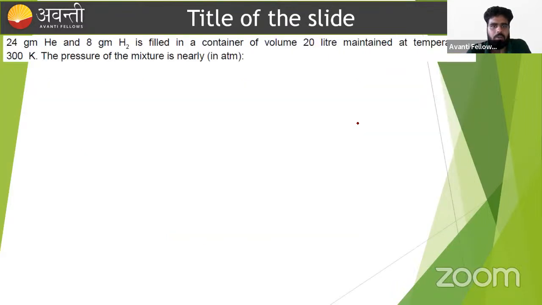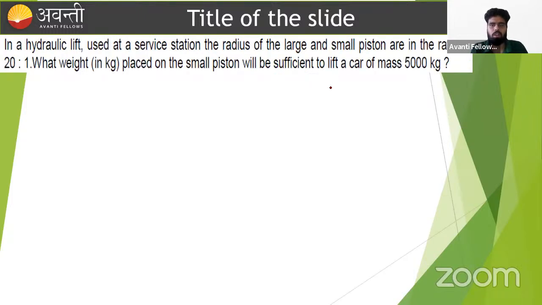The next problem you have to try on your own, again a very easy problem. What is the pressure? 12.50 atm. We have to note it down, and for the next problem you can also write down the same answer, 12.50.